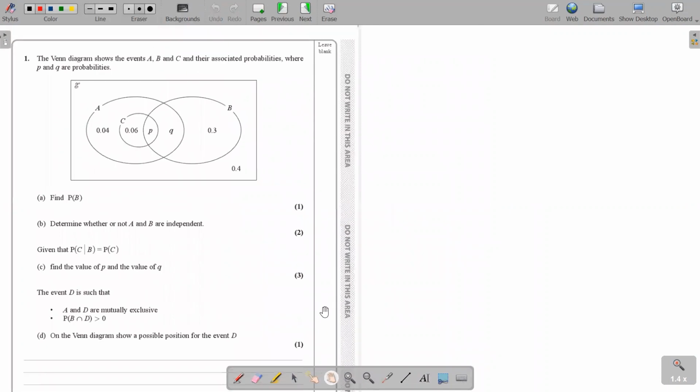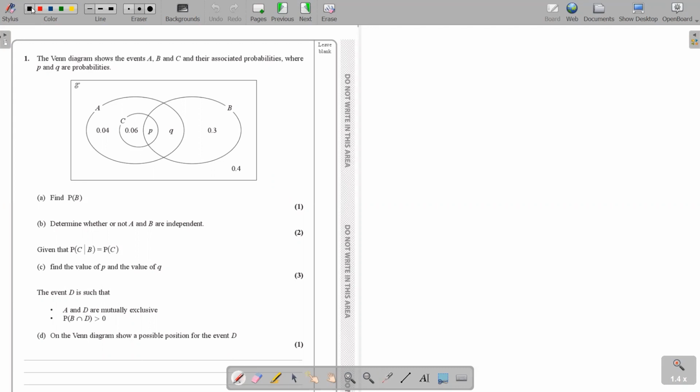The Venn diagram shows the events A, B, and C and their associated probabilities where P and Q are probabilities. Find the probability of B. So how do we find the probability of B? What do we know when it comes to a Venn diagram? We know that total probability definitely equals 1, right? Total probability definitely equals 1.